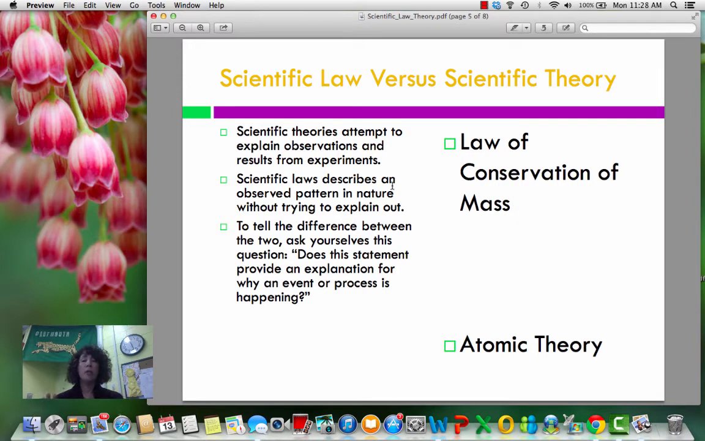So if we look at these two things side by side, theories attempt to explain observations, where laws describe an observed pattern in nature, not trying to explain it, we're just describing it. So we need to ask ourselves, does this statement provide an explanation for an event or process that's happening? And that can really help us determine the difference between a law and a theory.